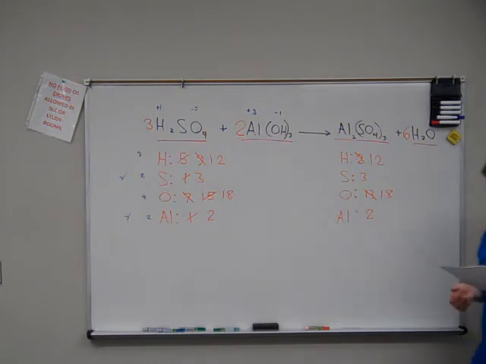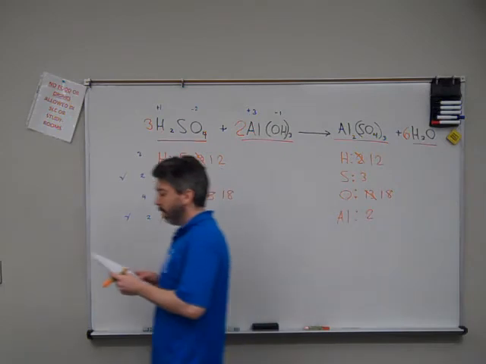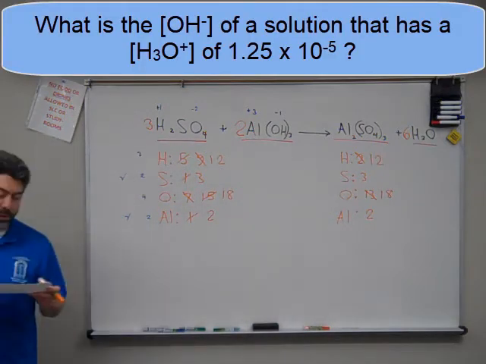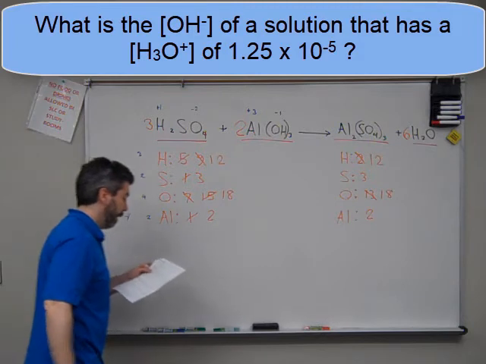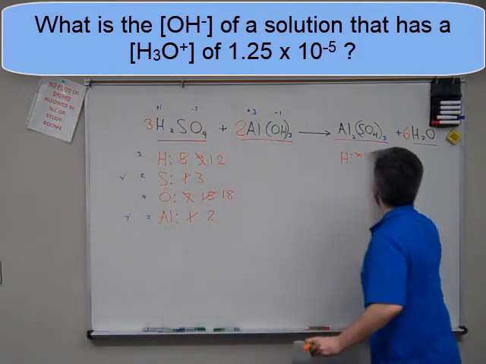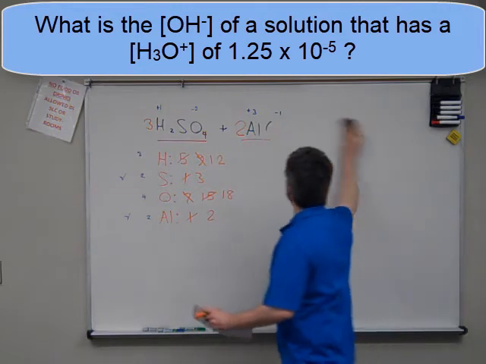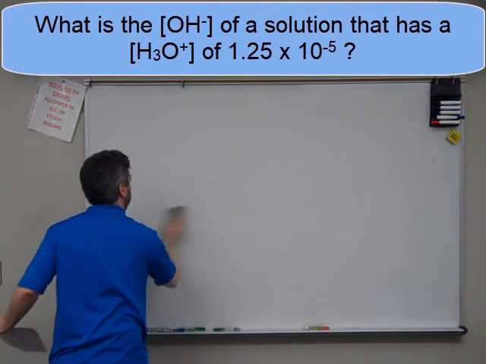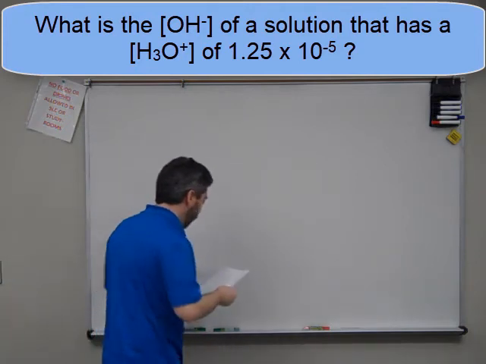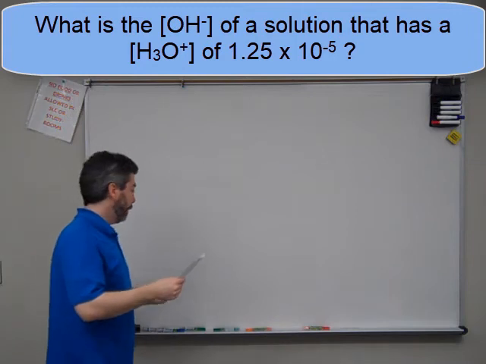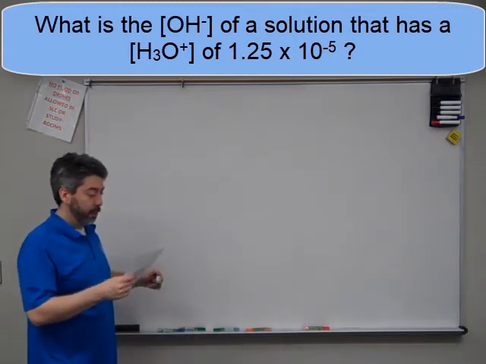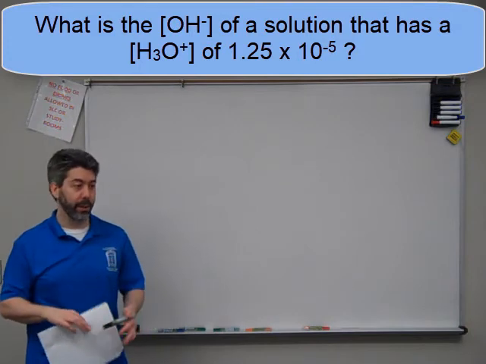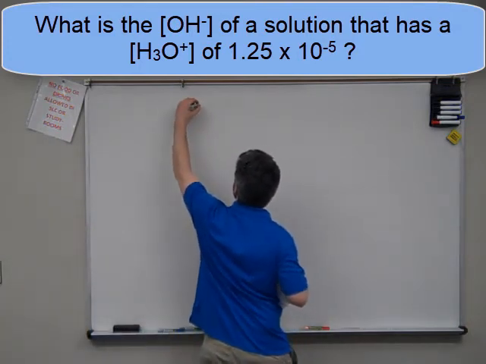Let's go through some pH calculations then, shall we? Alright, so the pH calculations. It says, what is the OH concentration of a solution that has an H3O plus concentration of 1.25 times 10 to the negative fifth? Well, whenever it gives you H3O plus and asks you to solve for OH minus, or vice versa, if it gives you OH minus and asks you to solve for H3O plus, you're going to have to use this equation.